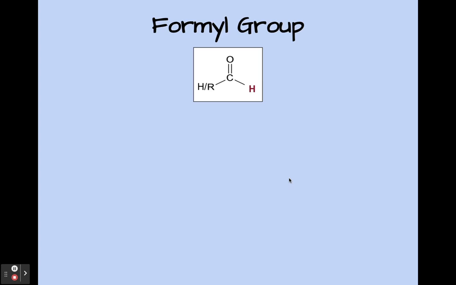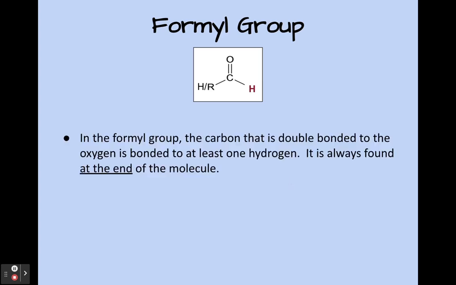So the first one is called the formyl group. In this formyl group, the carbon that's double bonded to the oxygen is bonded to at least one hydrogen. So it must have one hydrogen here. And because it always has a hydrogen on one side, it's always going to be found at the end of a molecule. You can have a long hydrocarbon chain out this way, or just a short one, or just an H. But there definitely has to be an H on this side.